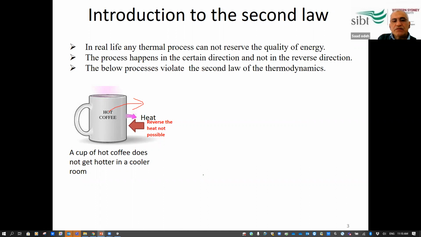But here, because the air consumed all the heat from the mug, the question is, is it possible to reverse the heat back to the mug without applying any extra energy? The answer is no, because this is a real process, you can't reverse this type of process. You can't reverse the heat back to the mug unless you apply extra energy to do the process.